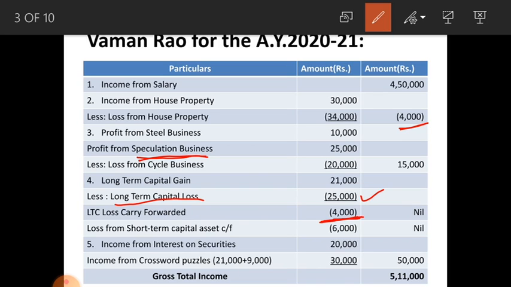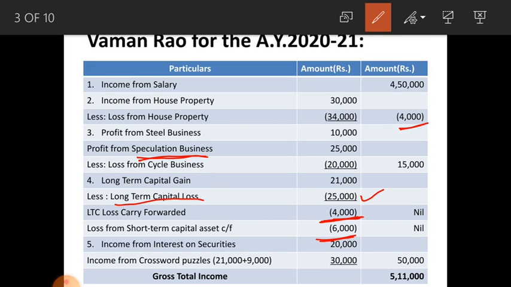Okay. Next, see loss from short term capital asset. Here short-term capital asset loss amounts to rupees 6,000. This short-term capital loss can be set off against short-term capital gain or long-term capital gain. In this year, there is no short-term capital gain or long-term capital gain. That is why you are carry forwarding this amount to next year. Next year, out of any long-term capital gain or short-term capital gain, you can set off this loss.